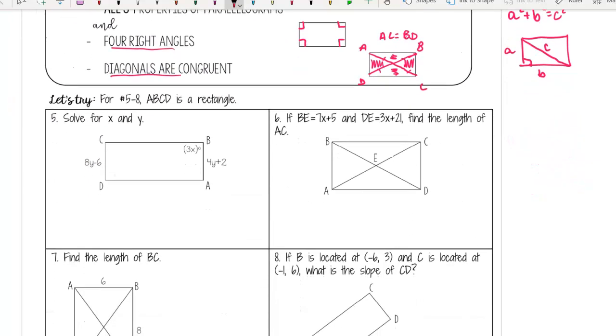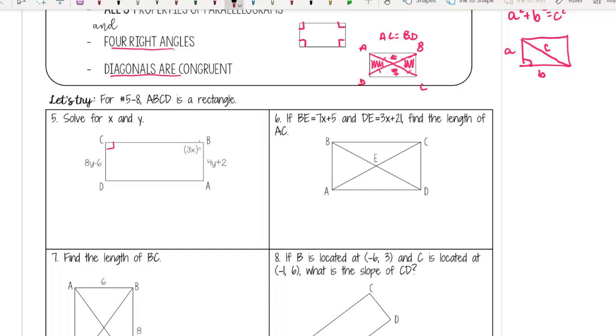All right, so let's go and solve some of these. So here are the example problems. We have to think about these properties. These are still parallelograms, but also, since they're rectangles, we also have 4 right angles and diagonals are congruent. So for this one, we solve for x and we solve for y.